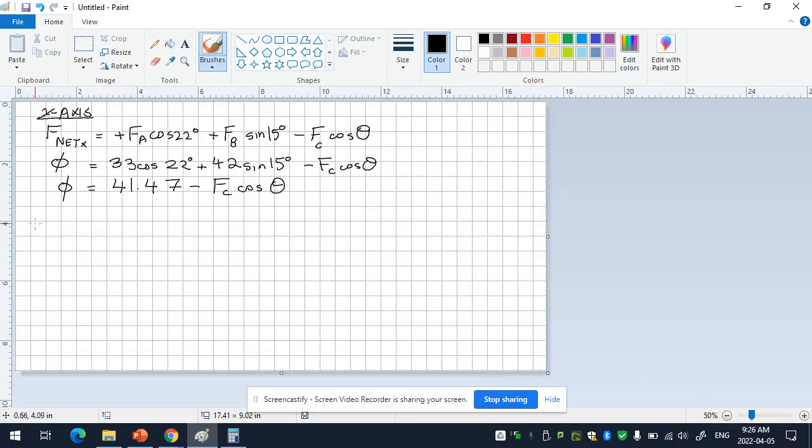Y axis. F net on the Y. How should I change this? Come on, everyone. Wake up. Only 5 minutes, and then we're done. How should I change this? First of all, every cosine should switch to what? Sine. And every sine should switch to what? Cosine. But how about the signs as well? Like the pluses and minuses.